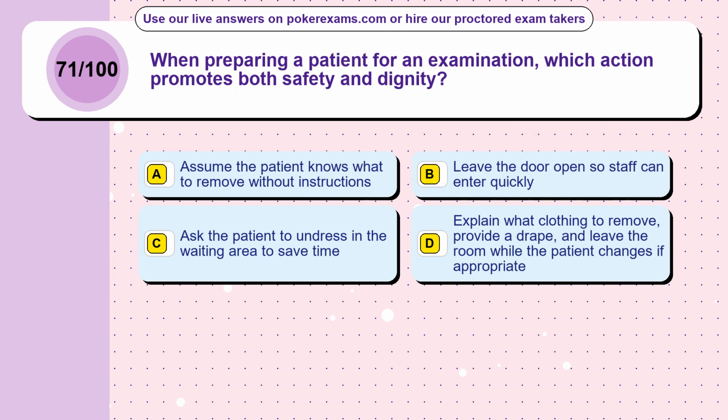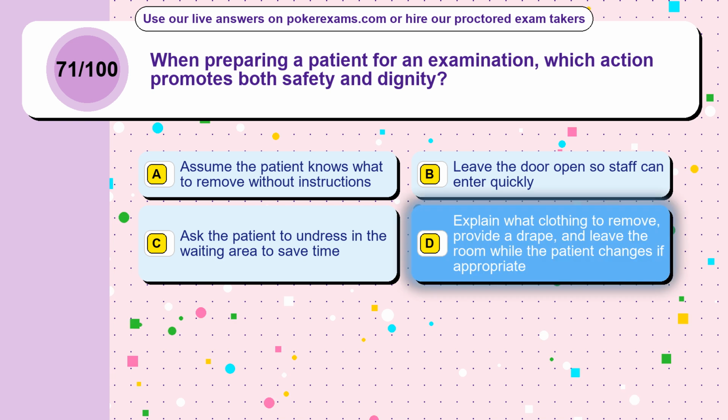Question 71. When preparing a patient for an examination, which action promotes both safety and dignity? Option A. Assume the patient knows what to remove without instructions. Option B. Leave the door open so staff can enter quickly. Option C. Ask the patient to undress in the waiting area to save time. Option D. Explain what clothing to remove, provide a drape, and leave the room while the patient changes if appropriate.